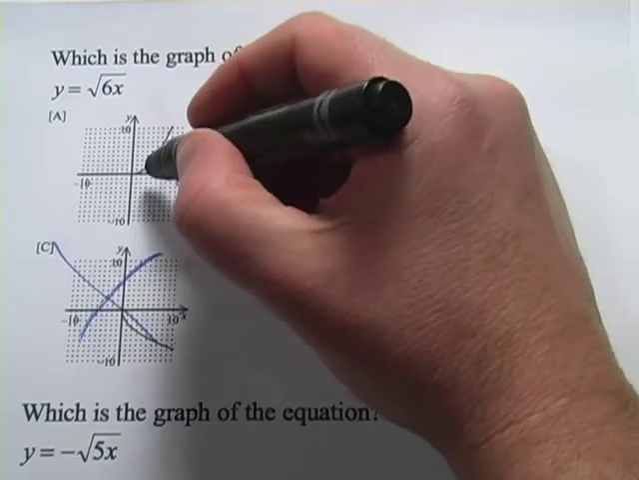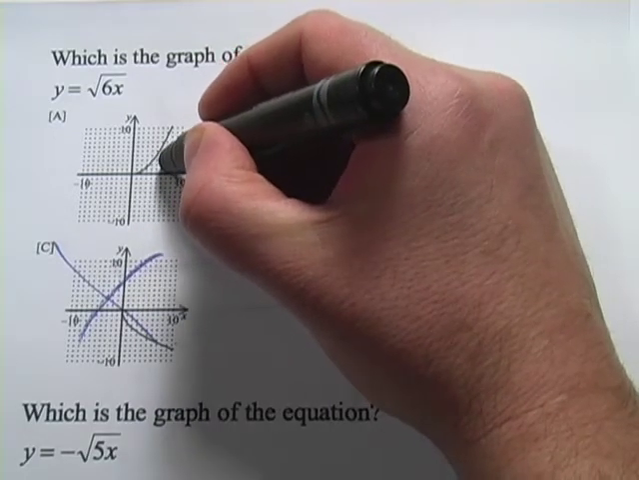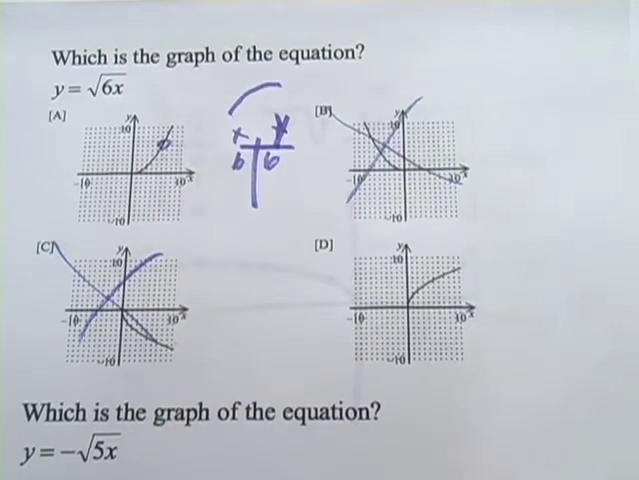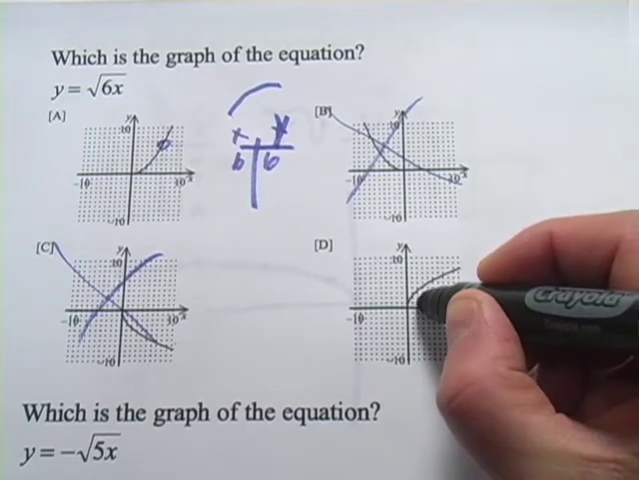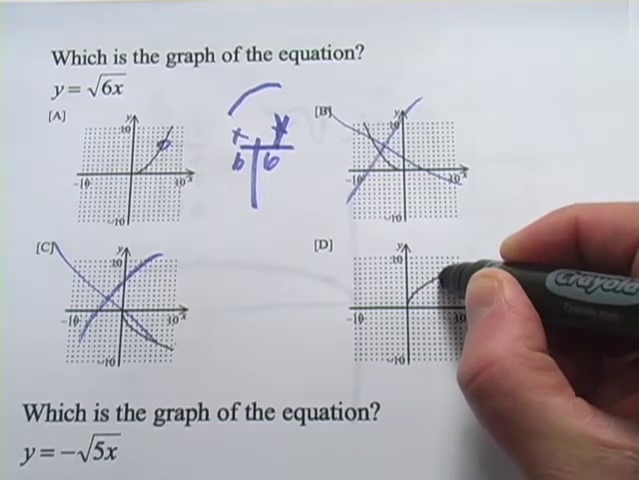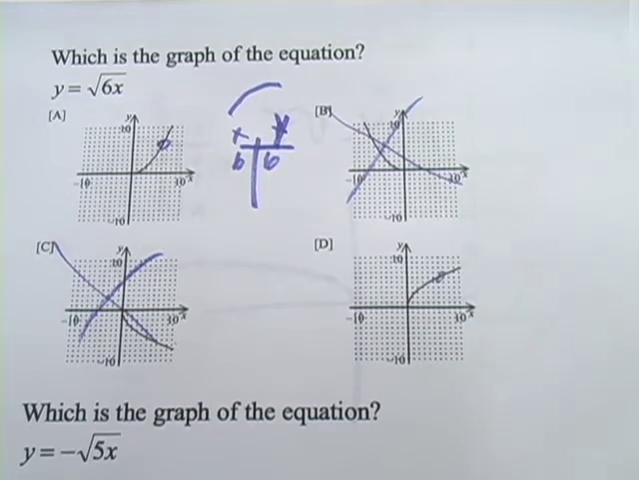Let's look at this graph. We've got 1, 2, 3, 4, 5, 6. So it looks like it's there. And how about this one? 1, 2, 3, 4, 5, 6. That looks like it's there as well. So that didn't help us much.